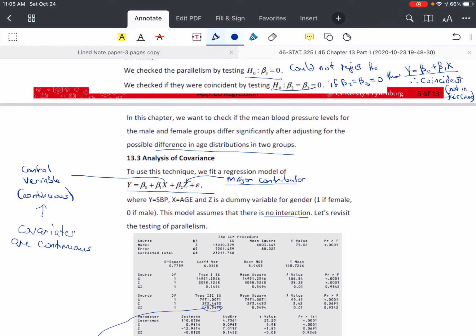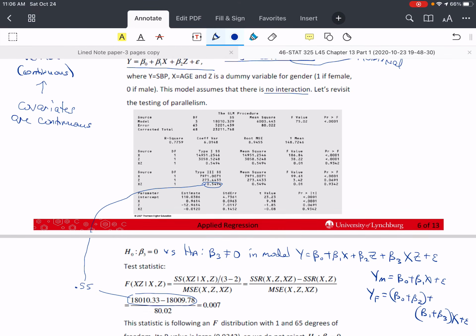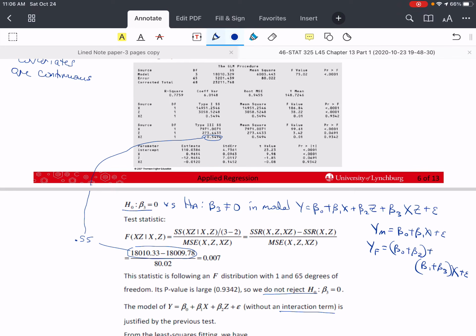And the major contributor is nominal, or we're using an indicator variable for that. Again, this model assumes no interaction, so let's revisit our test of parallelism. We're going to test H naught: beta 3 equals 0 versus H alternative: beta 3 not equal to 0 in the model with the interaction. And we have our two lines for when it's male and female.